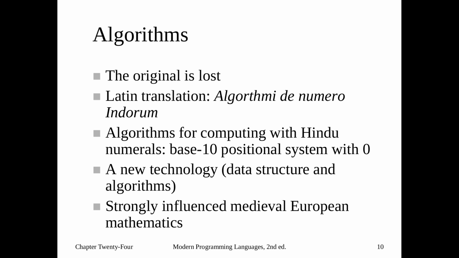And basically, this book was composed of algorithms for computing with Hindu numerals, which is the basis of the base 10 system that we use right now, which is the base 10 positional system with 0, right? That's what we use today. And this was a new technology, right? Data structures and algorithms. And it had a very strong influence on medieval European mathematics, right?